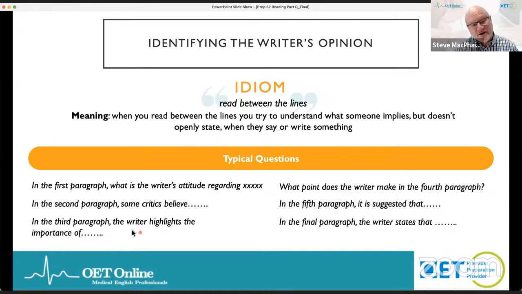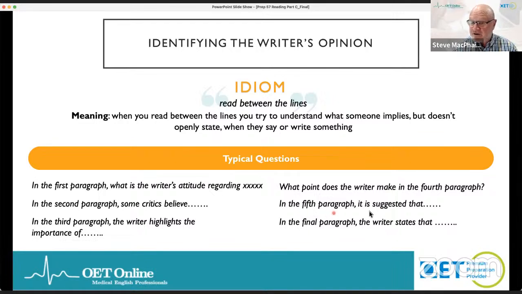In the third paragraph, the writer highlights the importance of. So we're looking for something which is emphasized when we see a word like highlights. What point does the writer make in the fourth paragraph? So some questions, you can read the whole paragraph and it's all on the same topic with the same focus. So you're getting that main idea, the gist. So what point does the writer make?